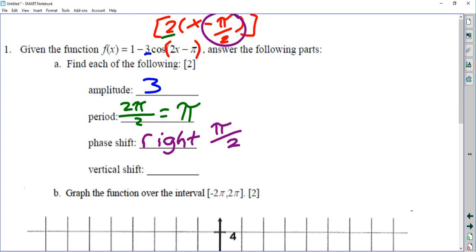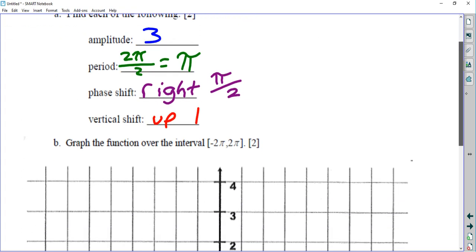Right in front of A, you're looking at that's plus or minus. This one's negative. It's a negative cosine. Vertical shift. That right there is your vertical shift. 1. It's positive, so it is up 1.